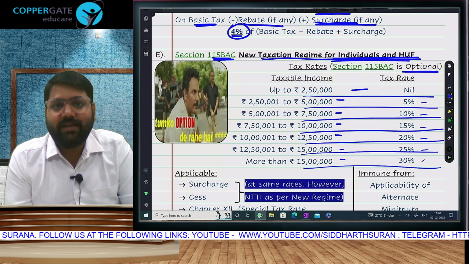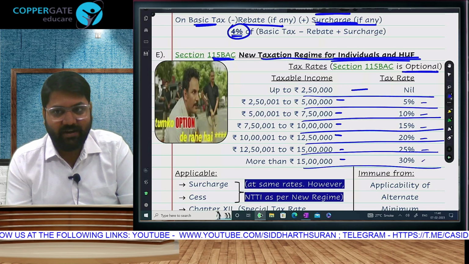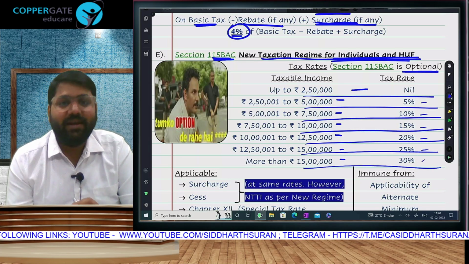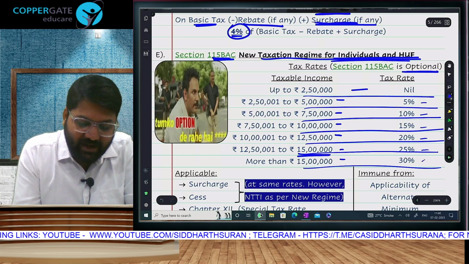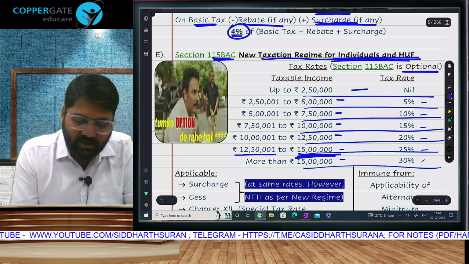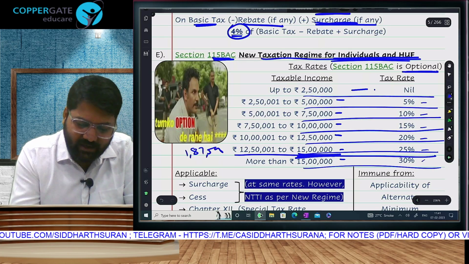Like we learned the tax in the old regime up to 10 lakhs: Category A 1,12,500, Category B 1,10,000 and super senior citizens 1 lakh. Here you can learn it at the 15 lakh level. At 15 lakh, if you want to know, the total tax that will come will be 1,87,500.